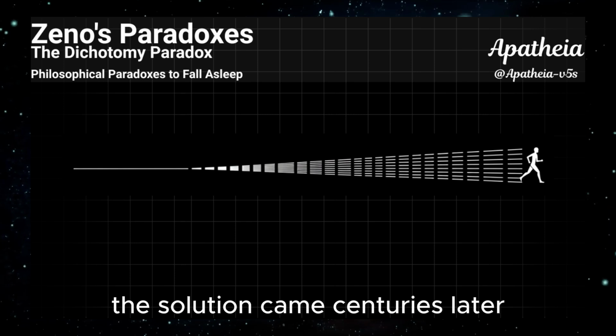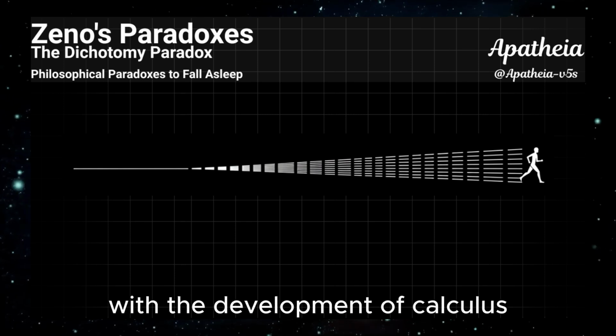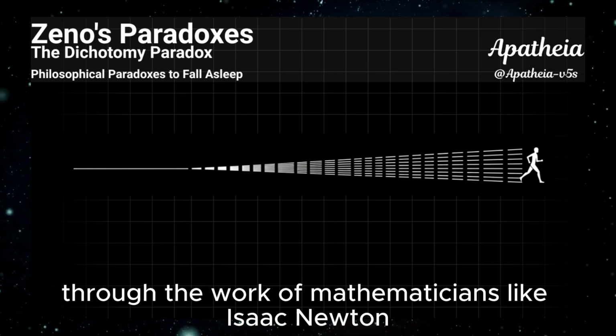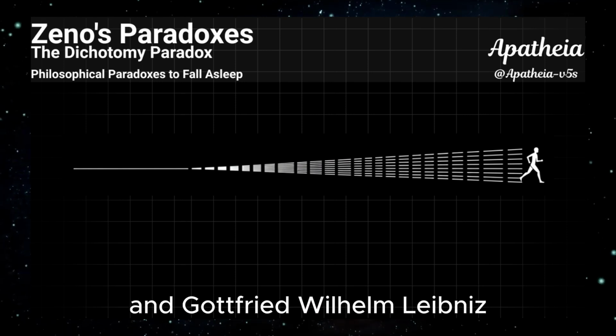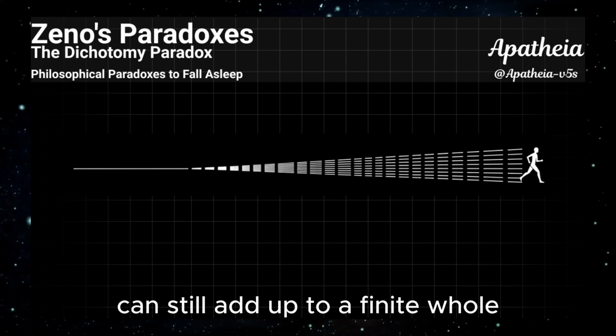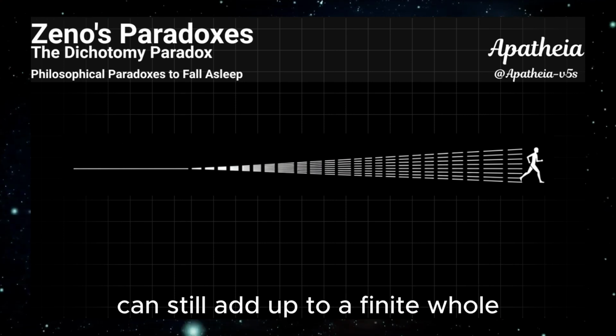The solution came centuries later with the development of calculus, especially in the 17th century through the work of mathematicians like Isaac Newton and Gottfried Wilhelm Leibniz. They introduced the idea that an infinite number of diminishing values can still add up to a finite whole.